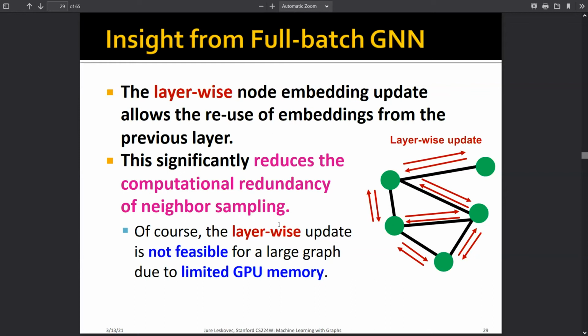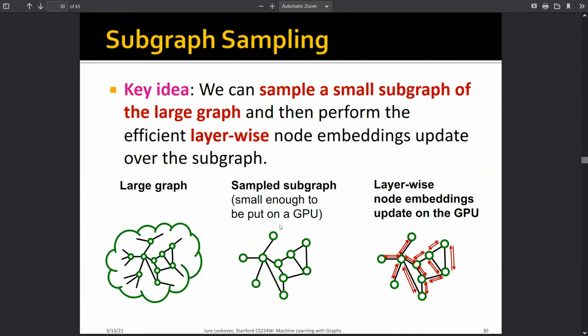The layer-wise update is not feasible for a large graph due to the limitation of GPU memory. Okay, we can sample a small subgraph of the large graph and then perform the efficient layer-wise embedding update over the subgraphs.